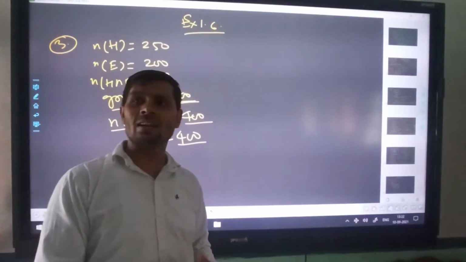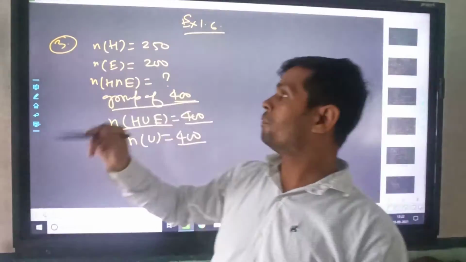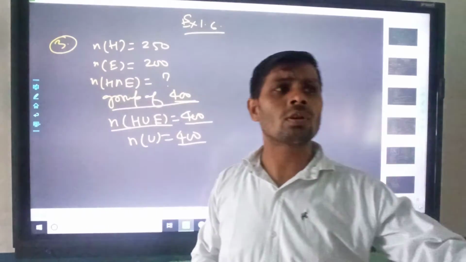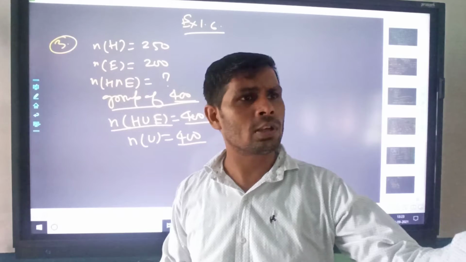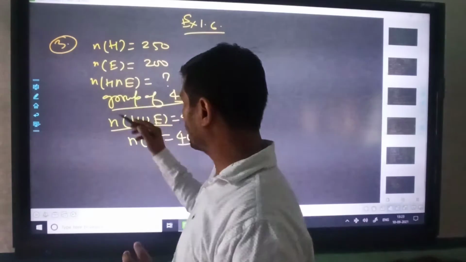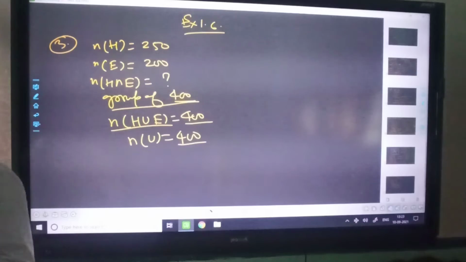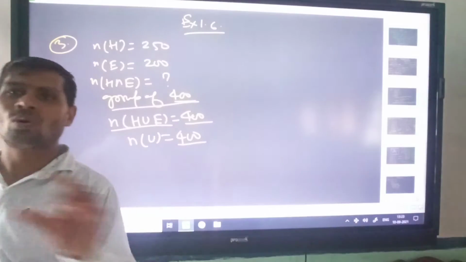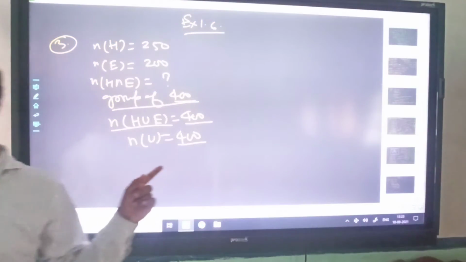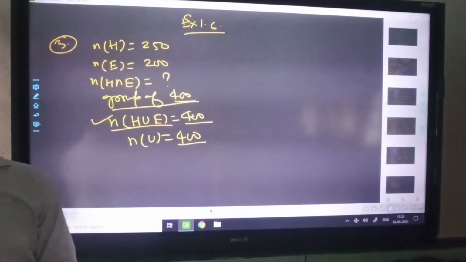That means here we will consider that in this group of people, everybody knows minimum one language, either Hindi or English. Nobody is there who doesn't know any language. That means minimum one language is known by every student in this group. So 400 can be considered as the whole, that means the union. If at the end of the question it is not mentioned neither this nor this, then you have to write it like this. So I think this is a simple formula based question.